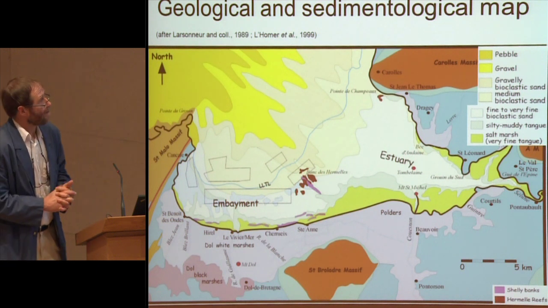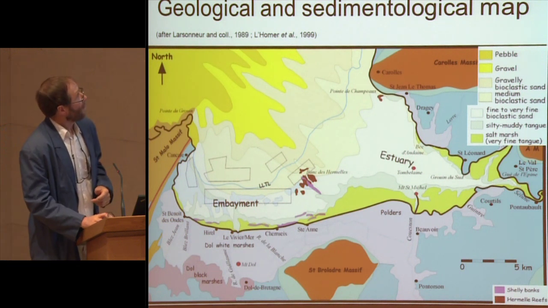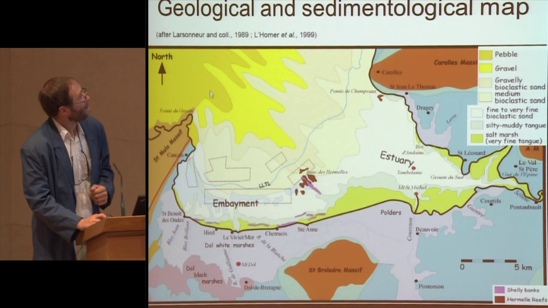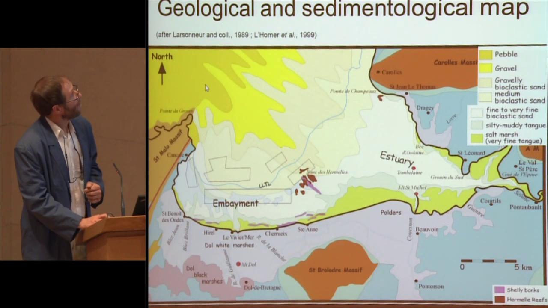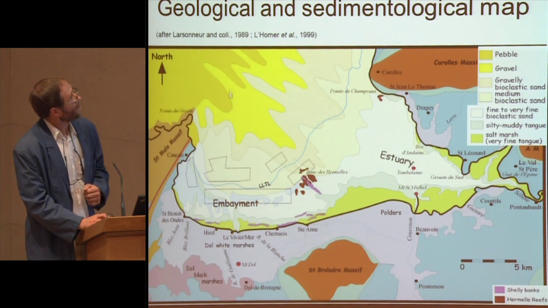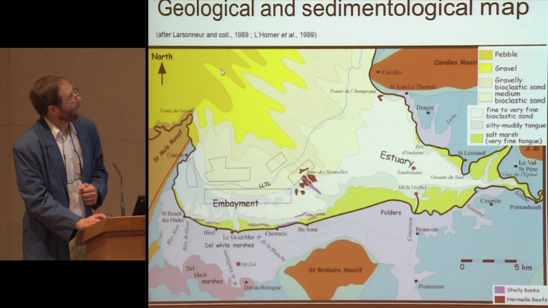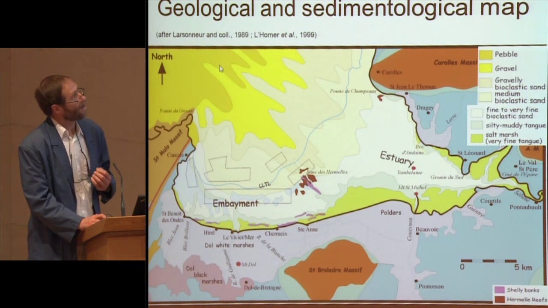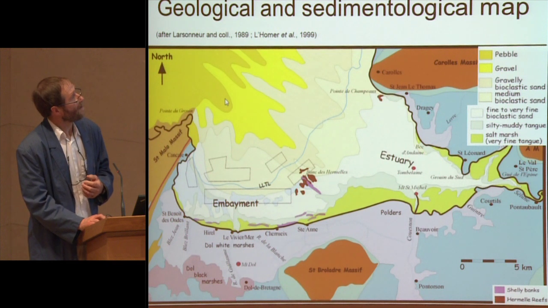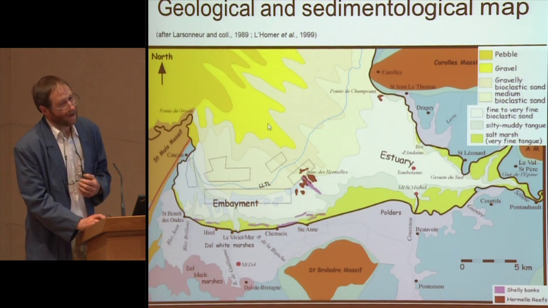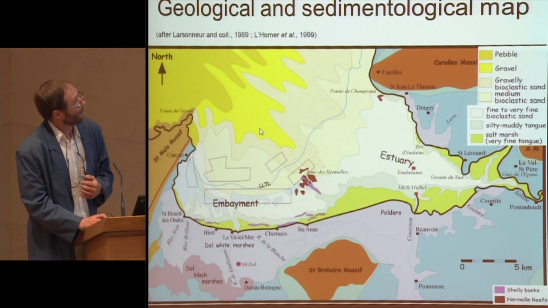A more detailed map. At the entrance of the bay in the north, you see pebbles layers, and after, when hydrodynamics conditions are decreasing, sediments are fining, and we have accumulation of gravel and sands.